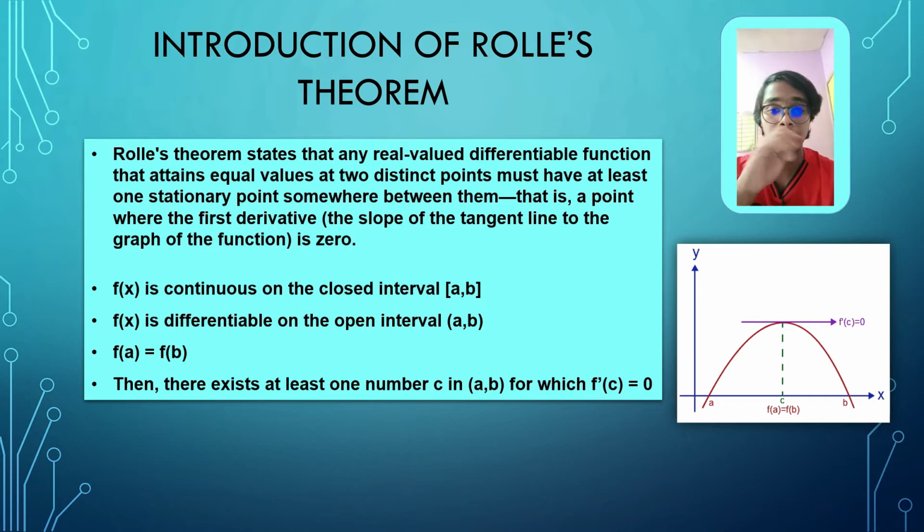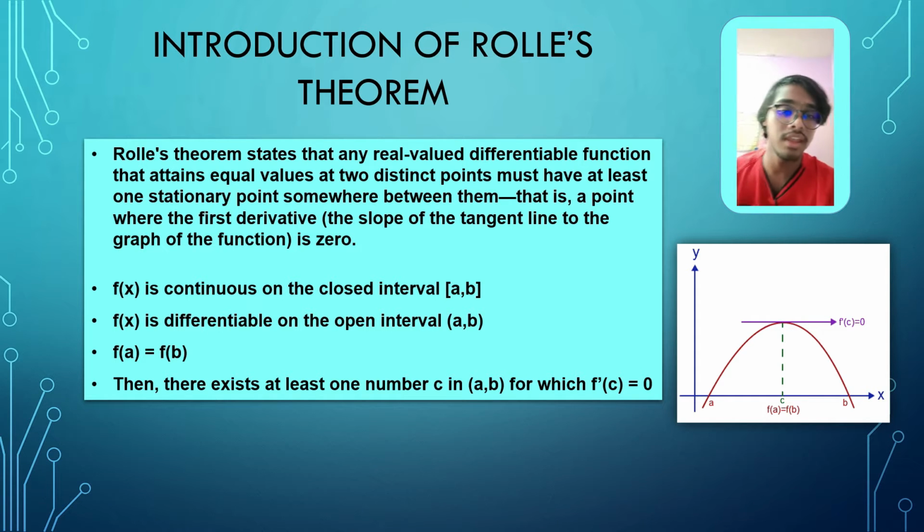Okay, the point is the first derivative. The first derivative means the slope of the tangent line, and the slope must be equal. The function must be equal to 0 if we want to find the slope. Like on the slide, f(a) must equal f(b). So then there exists at least one number c in (a, b) for which f'(c) equals 0.